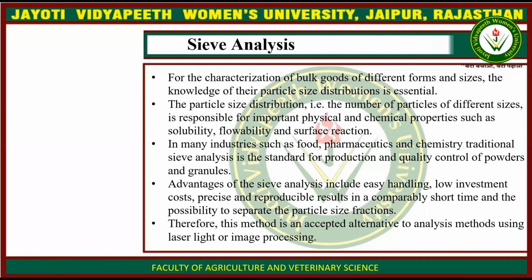In many industries such as food, pharmaceutics, and chemistry, traditional sieve analysis is the standard for production and quality control of powders and granules. Advantages of sieve analysis include easy handling, low investment cost, precise and reproducible results in a comparably short time, and the possibility to separate the particle size fractions. Therefore, this method is an accepted alternative to analysis methods using laser light or image processing.